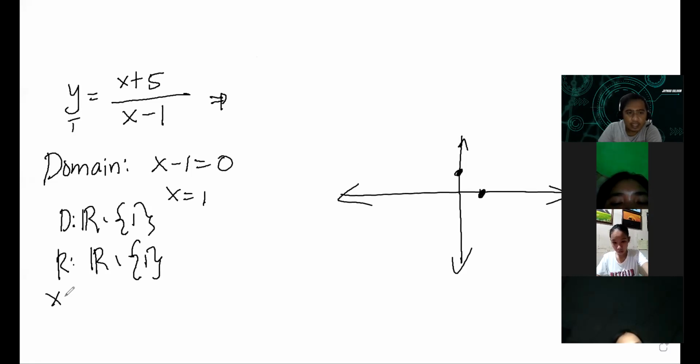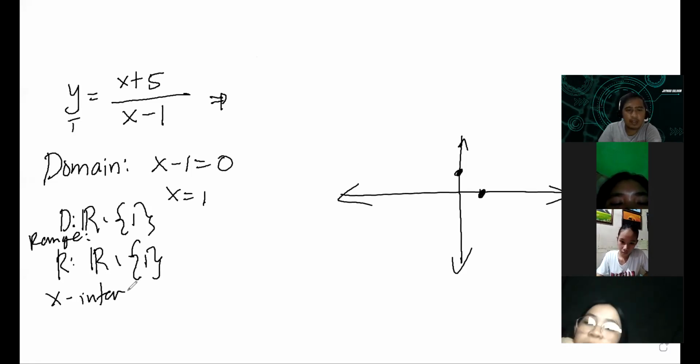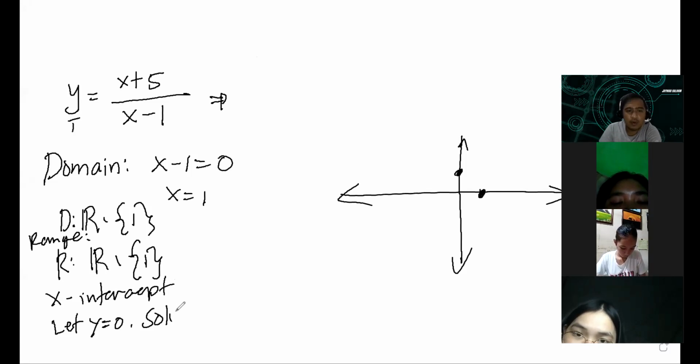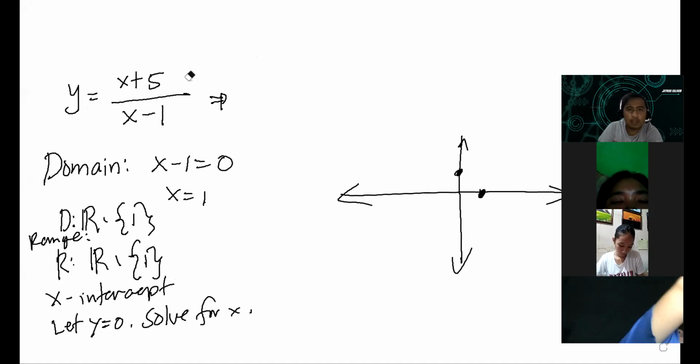So for your x, this is your range. So your x-intercept, you let y be equal to 0, then solve for x. Now, let's go back here. If you look at here, you let y be equal to 0. So what is the result now, class? Can you tell me what will be the result when y is 0?